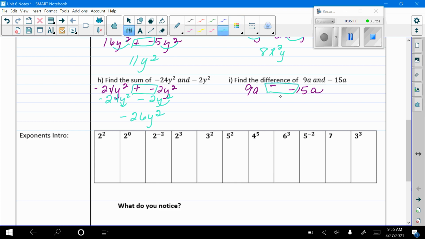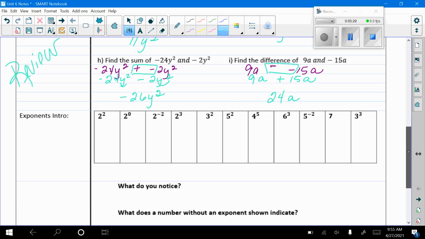Negative negative makes a positive, so it's going to be 9a plus 15a. And that gives me 24a. So that's a review. This was all review: combining like terms, watching your signs, writing sums and differences.